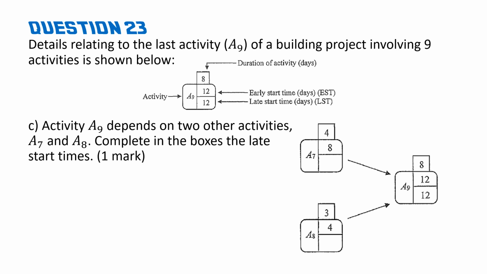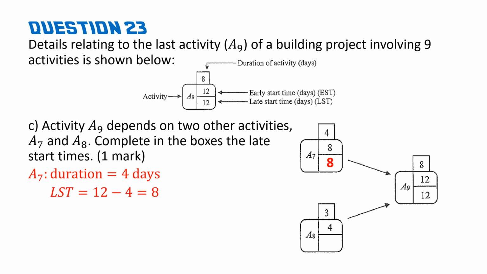We're going to start with 12, and we're going to take away the duration of activity 7. So the duration of activity 7 is 4 days. So we're going to have to take those 4 days away from day 12 when activity 9 starts. So 12 minus 4 is 8. So the late start time for activity 7 is going to be 8.